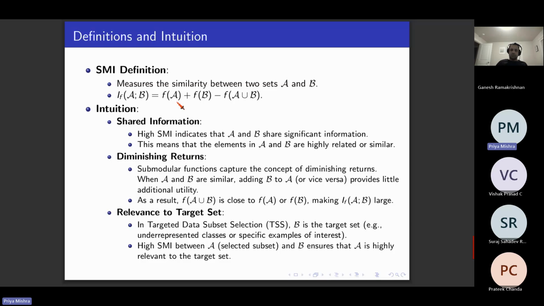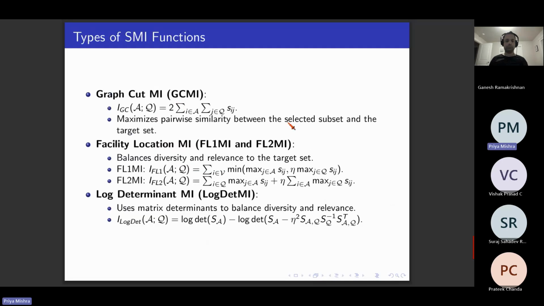So when the submodularity is maximum, those two classes are very similar in nature, so we can train the subclass of it in A to improve our efficiency. So these are the examples of SMI functions. We can see that there is graph cut mutual information, facility location mutual information, and log determinant mutual information. So these three functions are generally used in such cases.